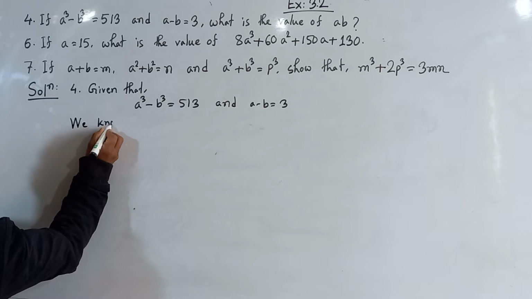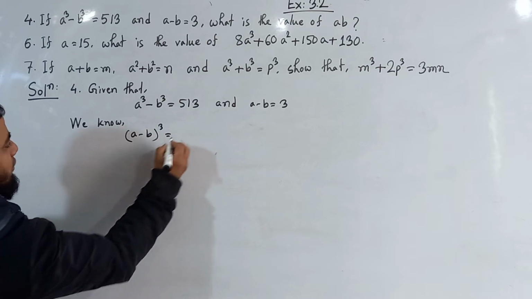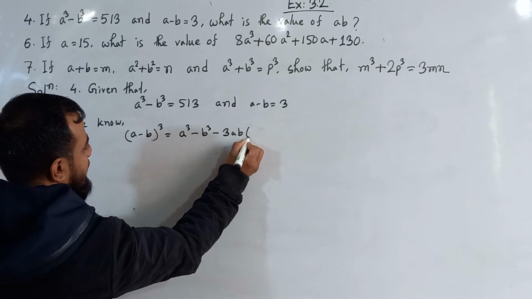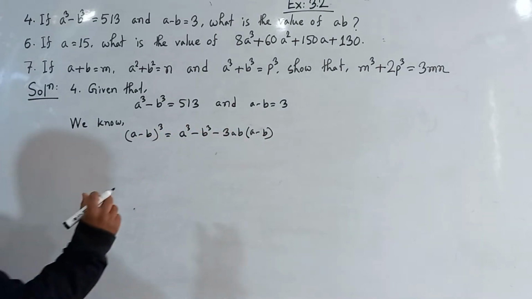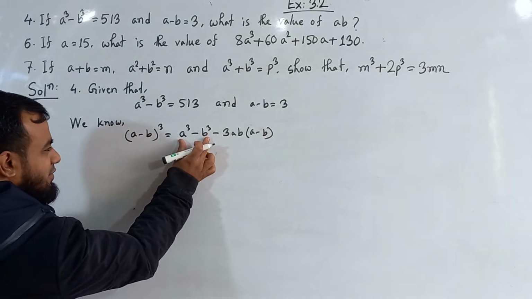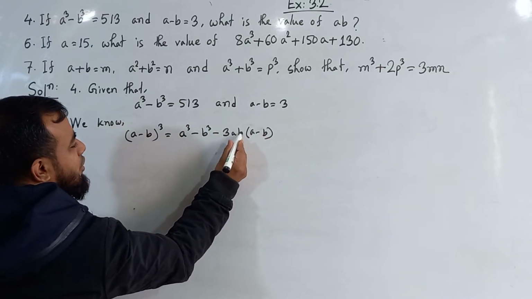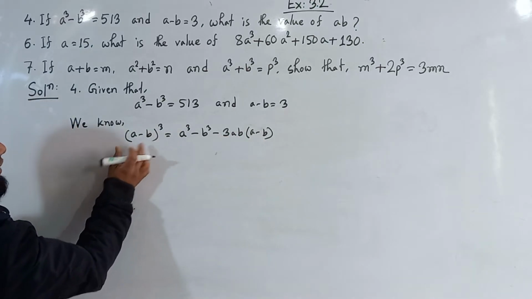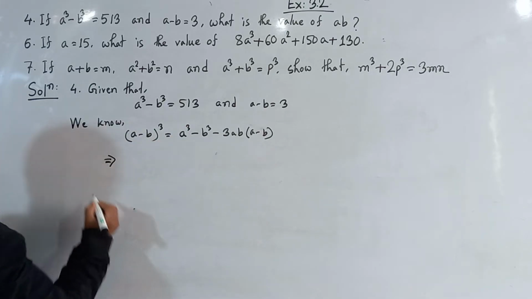We know a minus b whole cube is equal to a cube minus b cube minus thrice ab into a minus b. This is our second formula in this exercise. Now we have the value of a minus b. We also have the value of a cube minus b cube. But we need to find out the value of ab only. So this term, minus thrice ab, we should turn into the left side, and this value into the right side.